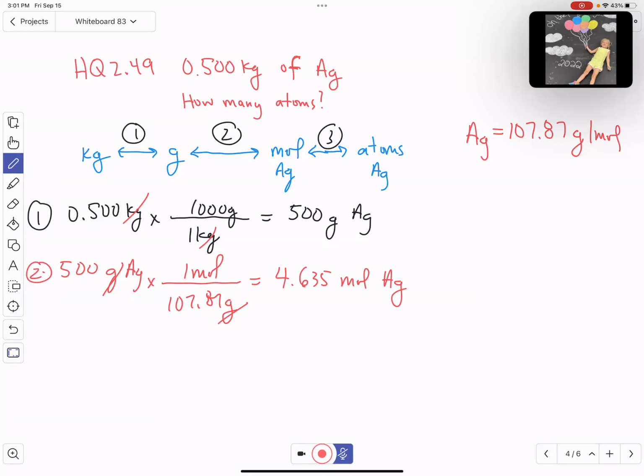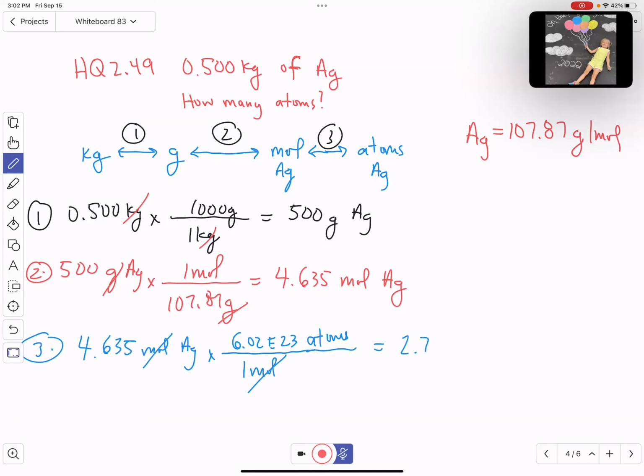The last step now, step three, we can go from moles to atoms using Avogadro's number. So 4.635 moles of silver. The only thing that relates moles to atoms, Avogadro's number tells us for 1 mole of anything, 6.02 e to the 23 atoms of silver. So moles cancel out, multiply by Avogadro's number. All right, and I get 2.79 e to the 24 atoms.